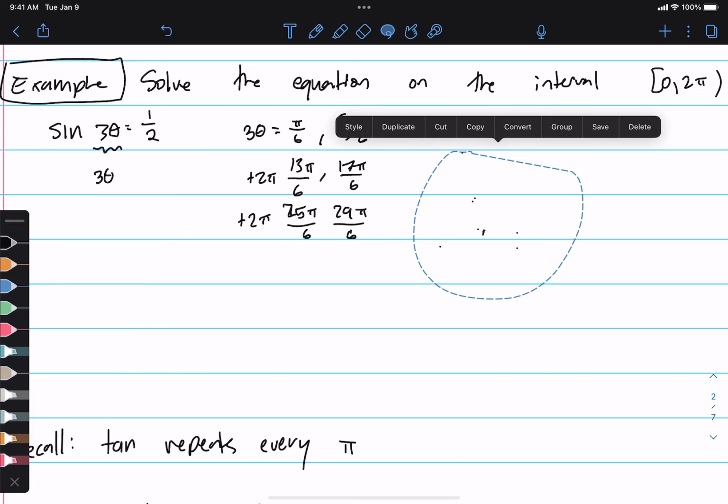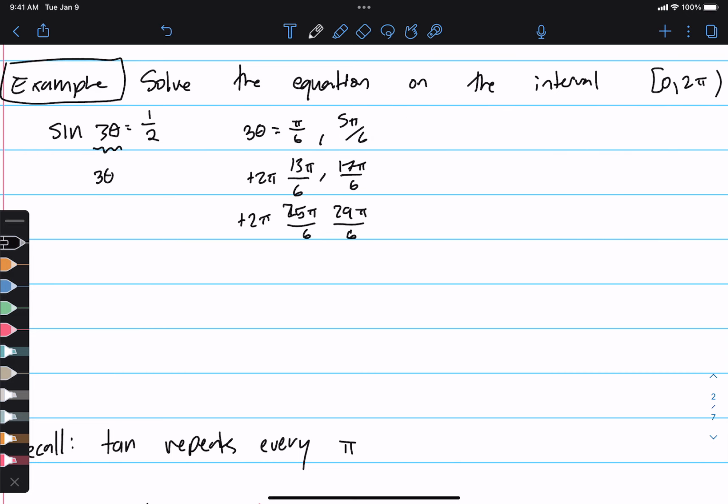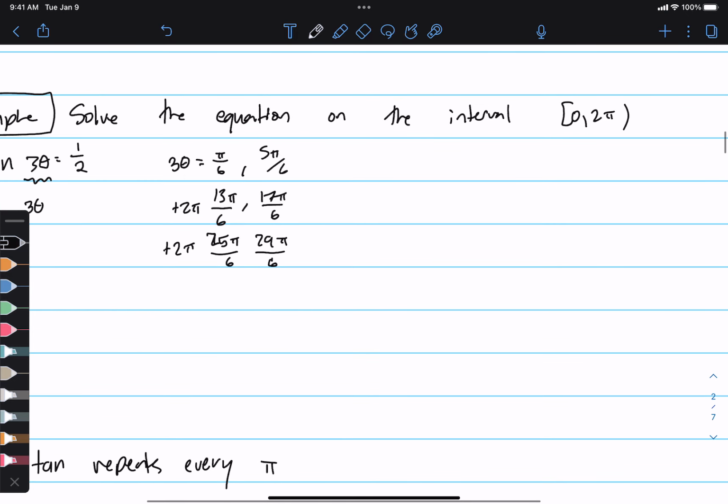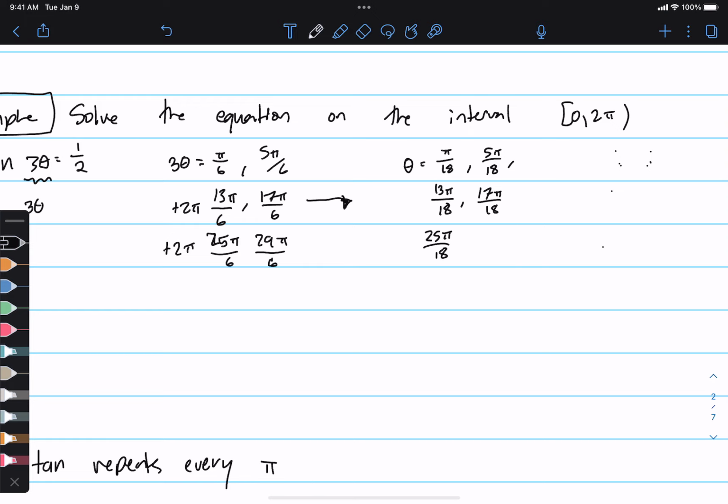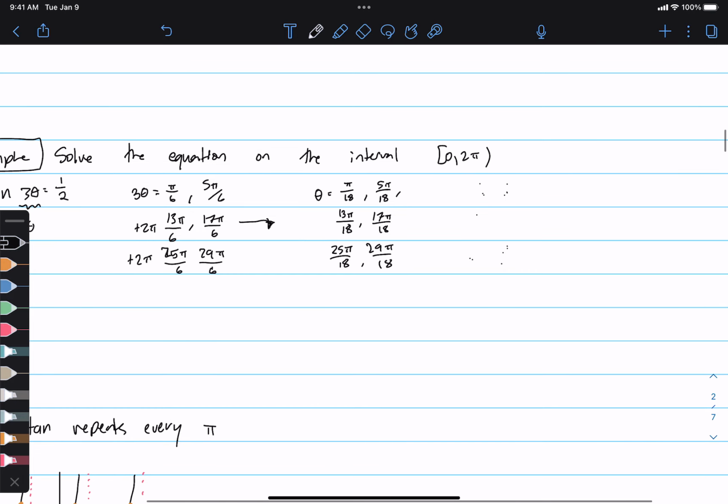And my Apple Pencil is really glitching out right now, which is not fun. And then to find theta, we're just going to divide all these values by 3. So we're going to get theta is equal to pi over 18, 5 pi over 18, 13 pi over 18, 17 pi over 18, 25 pi over 18, and 29 pi over 18. I don't know why it's making these dots over here.